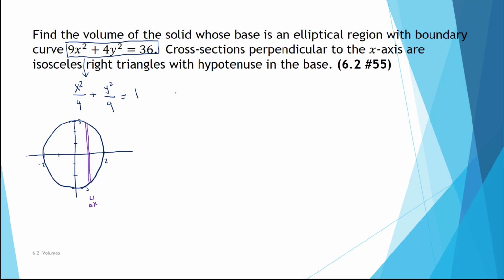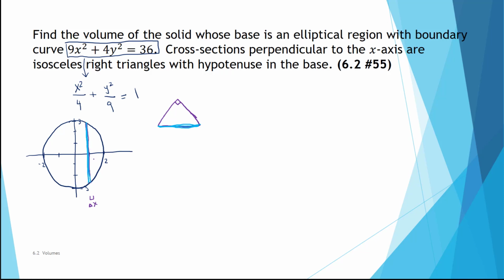We are told that each of these cross sections is an isosceles right triangle with the hypotenuse in the base. A right triangle, we know, means that one angle is a 90-degree angle. Isosceles means that two sides of our triangle have the same length, and the hypotenuse is the third side. So this is the base of our cross section that you're imagining being glued onto this strip here.